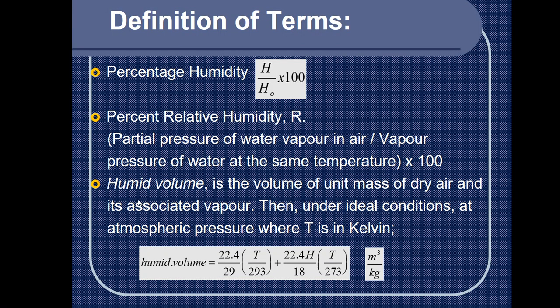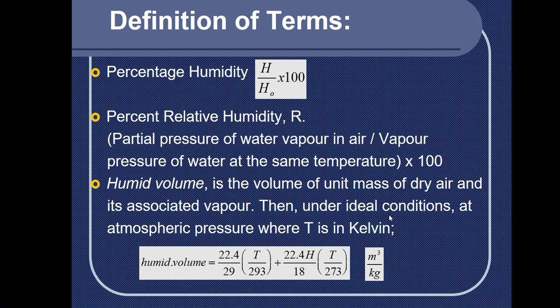Now, there is this thing we call humid volume. Actually, in terms of the units that it has, it is volume per unit mass. If you look closely, it's just the reciprocal of the density. So, how do we define this one? It is the volume of unit mass of dry air. So, take note, unit mass of dry air and its associated vapor.